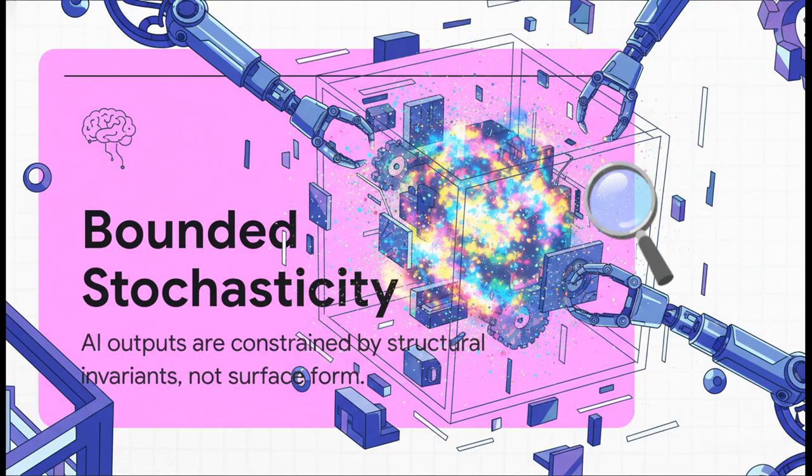Stochasticity essentially just refers to the inherent randomness or unpredictability of AI language models. But this principle means we can actually tame that randomness. It's kind of like bowling with the bumper lanes up. The ball, which is our AI, might bounce around a bit randomly on its way down the lane, but those structural invariants act as those bumpers. They ensure it ultimately hits the pins every single time.